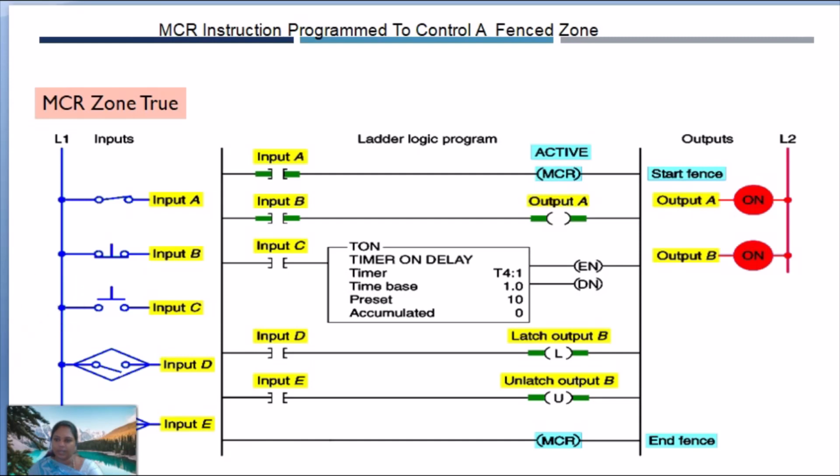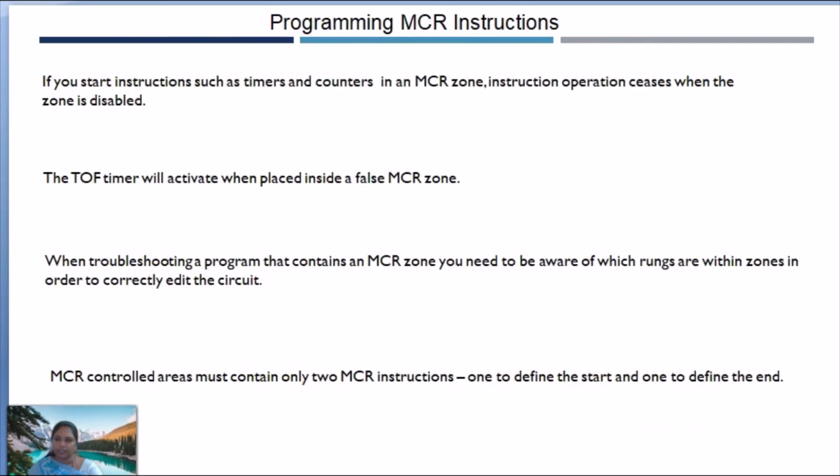Hope with this diagram you can understand the MCR instructions better. In programming MCR instructions, if you start instructions such as timers and counters in an MCR zone, instruction operation ceases when the zone is disabled. The timer will not activate when placed inside a false MCR zone. When troubleshooting a program that contains an MCR zone, you need to be aware of which runs are within zones in order to correctly edit the circuit. MCR controlled areas must only contain two MCR instructions, one to define the start and one to define the end of the zone.